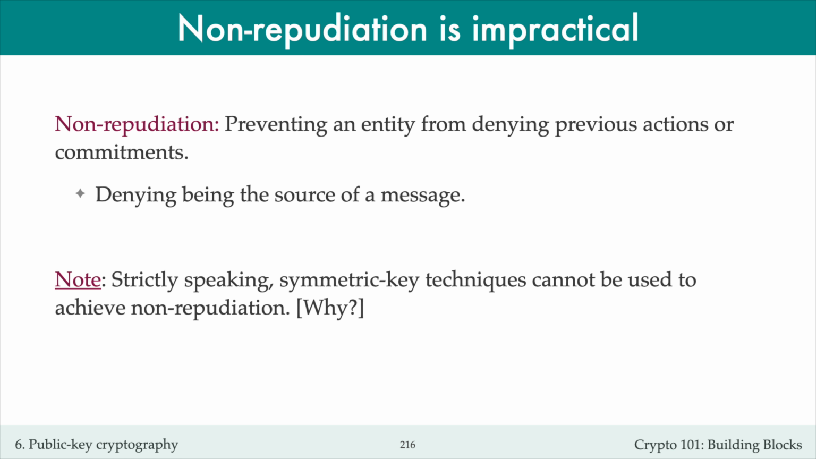Strictly speaking, symmetric key techniques cannot be used to achieve non-repudiation. This is because Alice and Bob share a secret key, so Bob can do with the secret key whatever Alice can do with that secret key. So for instance, if Alice uses a secret key to send Bob a message, perhaps authenticated using HMAC, Bob knows that the message came from Alice, but Bob cannot prove to a judge that the message came from Alice because Bob could have generated the message and its tag himself.